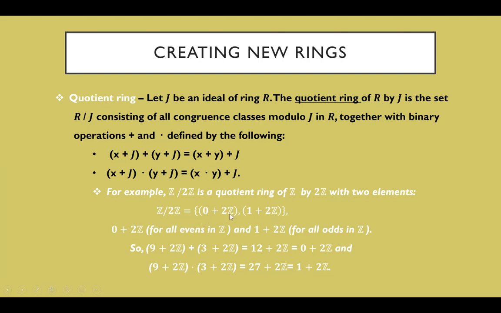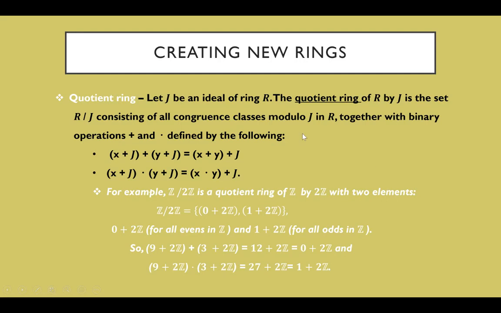Because 0 plus 2Z will represent all even elements in our set, and 1 plus 2Z represents all the odds. So I have an example of how addition would work in a quotient ring. 9 plus 2Z and 3 plus 2Z, just some random examples that I thought of, would be equal to 12 plus 2Z. But remember, that is going to fall into our category of 0 plus 2Z, since this is an even number. Multiplying gives us an odd number, 27, so that would equal 1 plus 2Z.